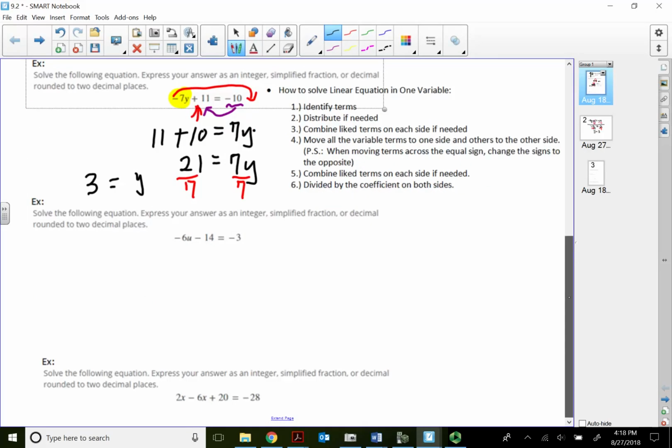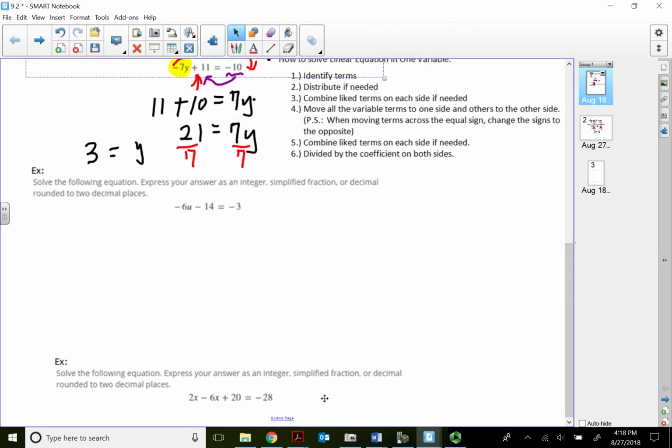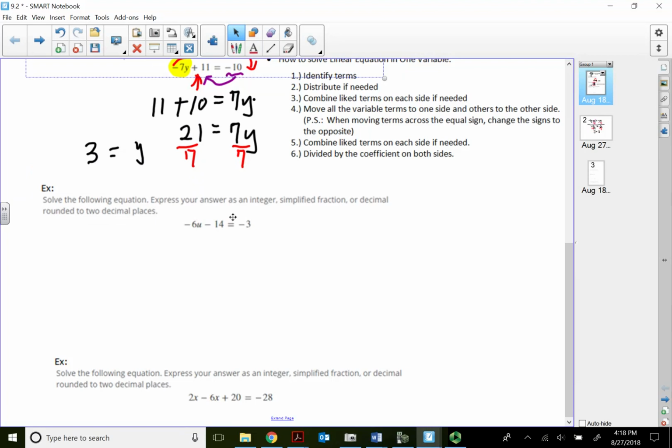All right, let's try another one. Again, this one is very similar to the one before. I've got three terms. None of the three terms has parentheses, so there's no distribution. These two terms on the left are not like terms, so they cannot be combined. Here I have my variable term, negative 6u. Let's do step number 4. It's negative, so what I can do is move it over to the right.